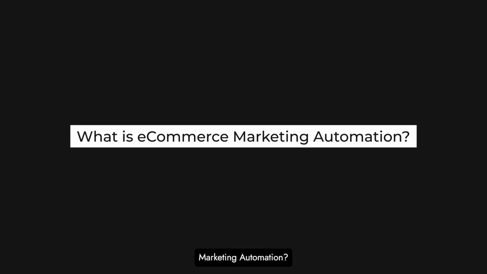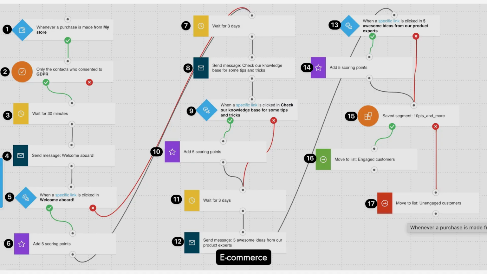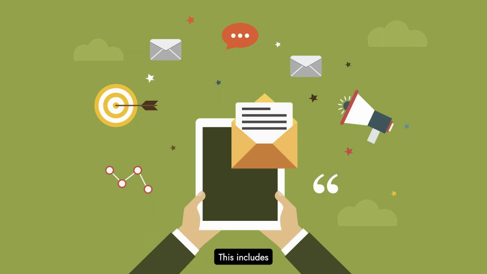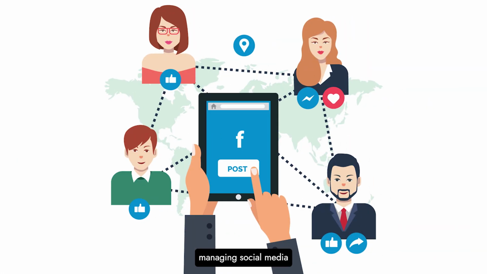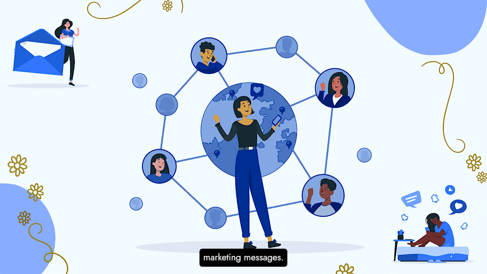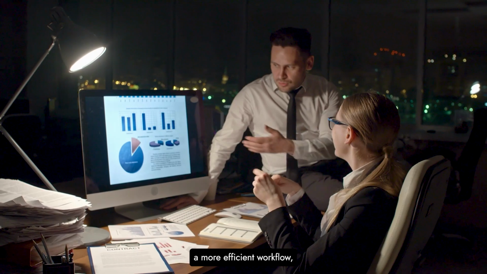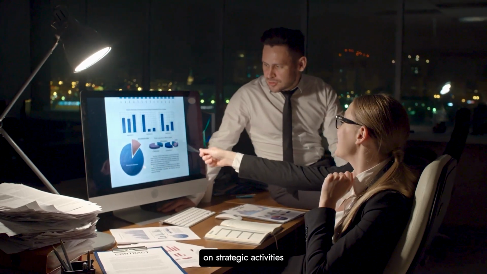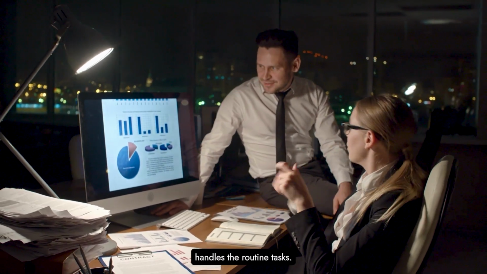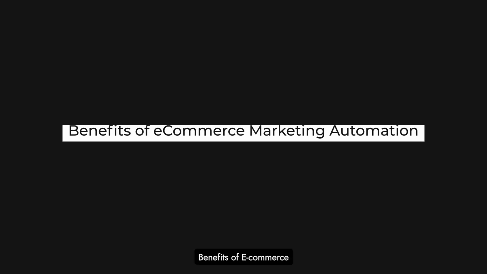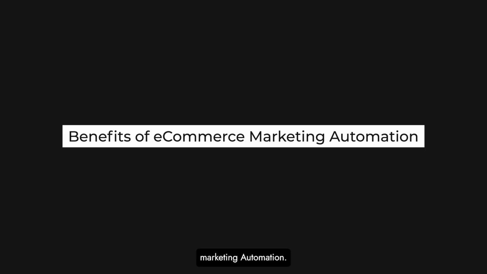What is e-commerce marketing automation? E-commerce marketing automation refers to the use of software and technology to automate repetitive marketing tasks. This includes sending emails, managing social media posts, segmenting customers, and even personalizing marketing messages. The goal is to create a more efficient workflow, allowing you to focus on strategic activities while the automation handles the routine tasks.